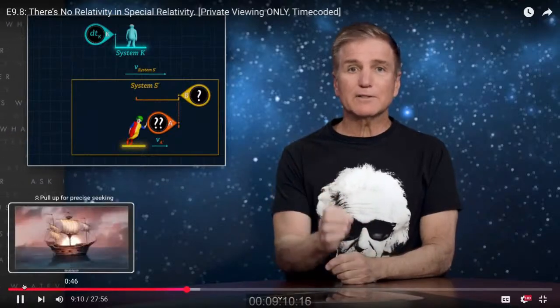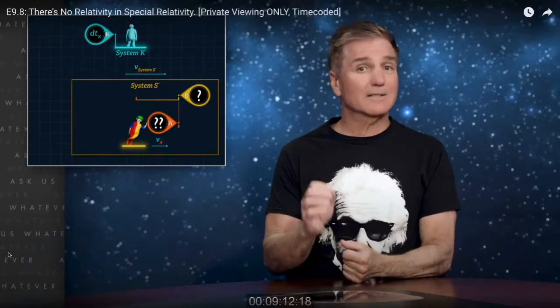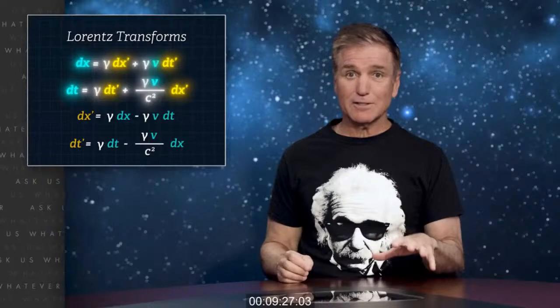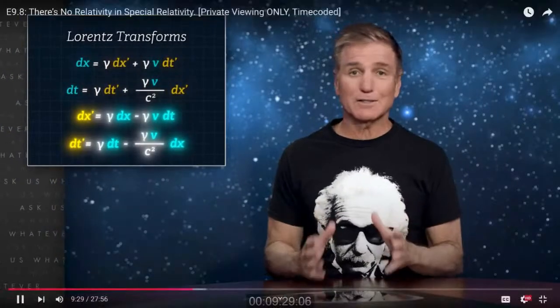And if the principle of relativity is true, then the difference in final clock readings should be the same, regardless of whether we perform the experiment in system capital K or system small k or system S prime, etc. Because according to special relativity and the Lorentz transforms, we should always be able to swap a stationary system for a moving system and vice versa.